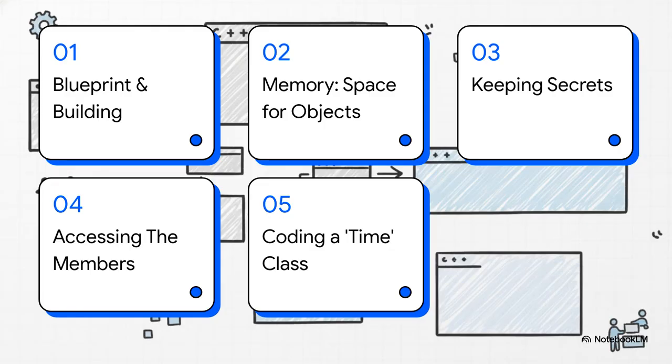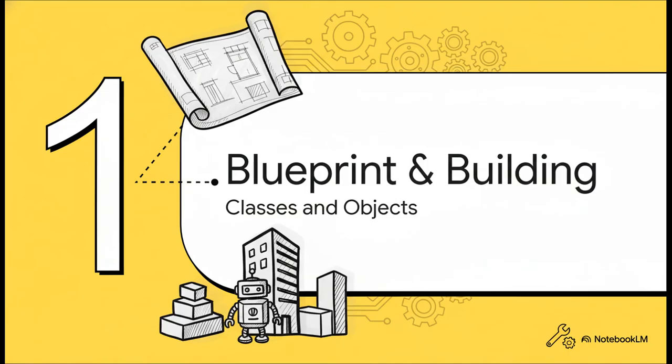All right, here's what we've got on tap. We'll kick things off with that core blueprint and building idea. Then we'll see where this stuff actually gets stored in memory. After that, we'll get into a super important concept called encapsulation. Think of it as keeping secrets. We'll cover how to access all the parts, and then we'll get our hands dirty and actually code a time class together. All right, let's jump right in.